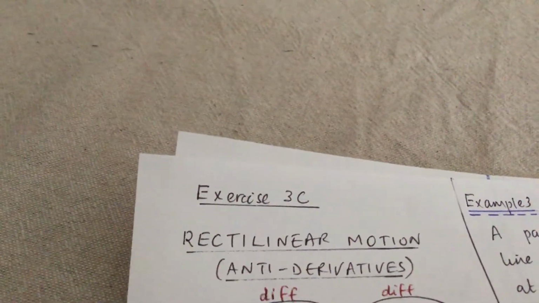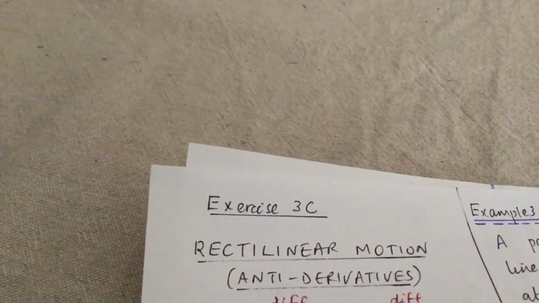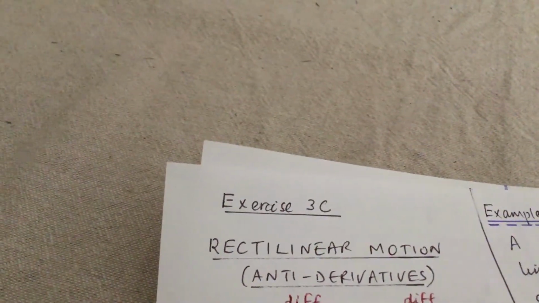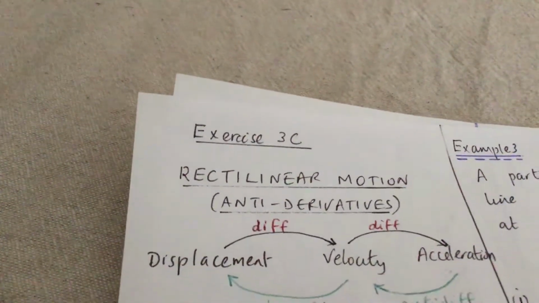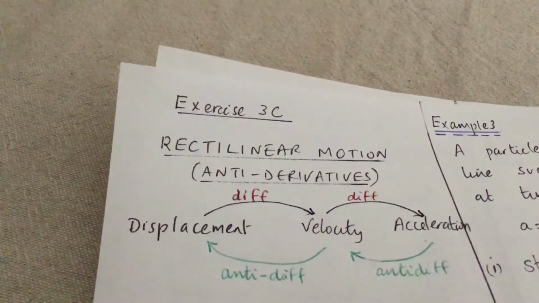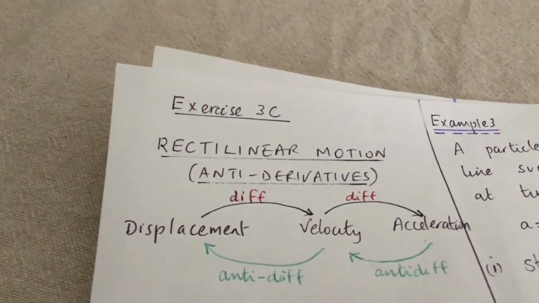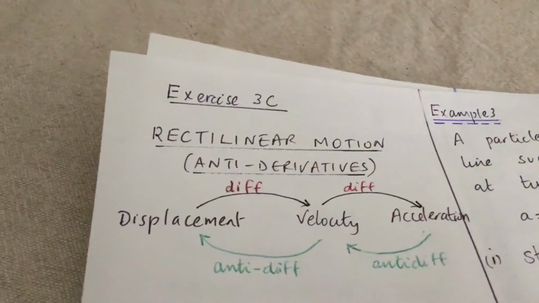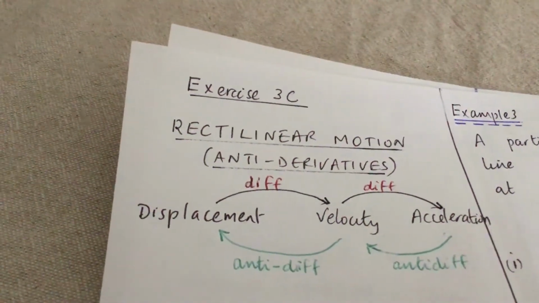So in today's lesson we're going to have a look at rectilinear motion, and the part we're going to look at is the antiderivatives. So in previous lessons, or in year 11, you had a look at if you're given displacement, you want to find velocity, you have to differentiate, and if you're given velocity, you want to find the acceleration, you have to differentiate, which is given by the arrows at the top.